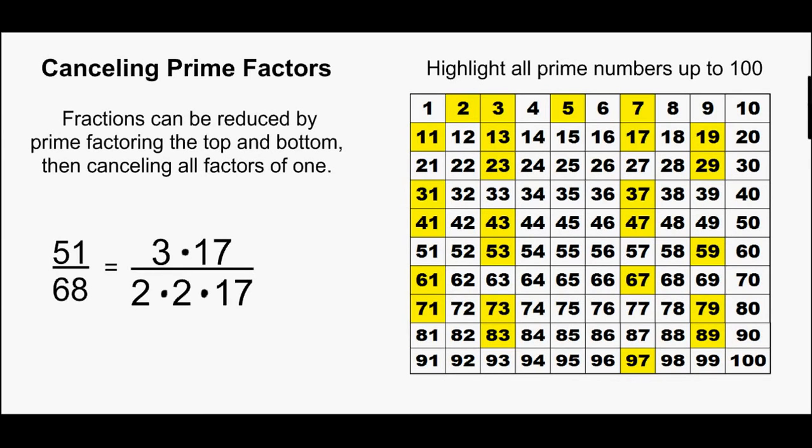Now we can write the numerator 51 as 3 times 17. The denominator 68 as 2 times 2 times 17. We can cancel the 17 on top with the 17 on the bottom and write the factors we still have on top, which is 3, and on the bottom 2 times 2, which is 4. Our fraction 51/68 equals 3/4.